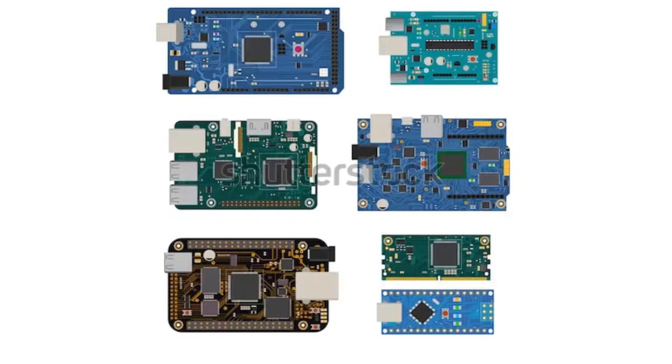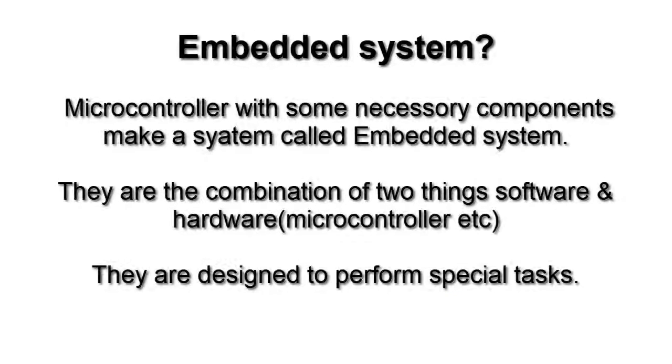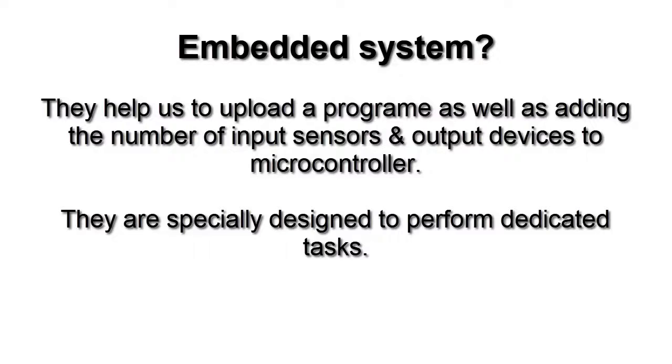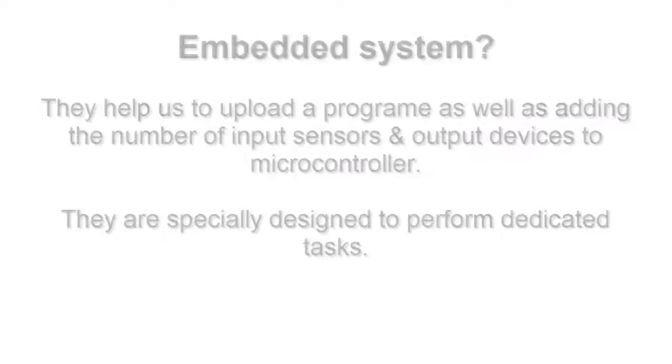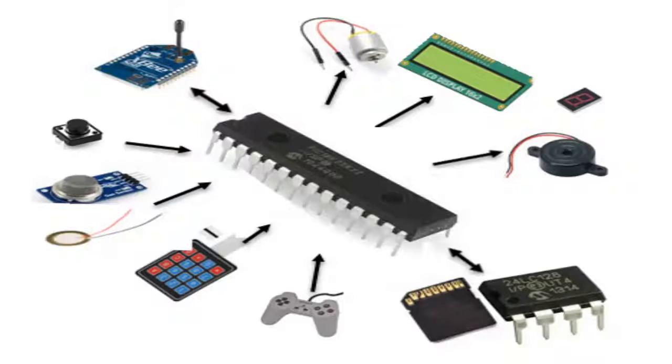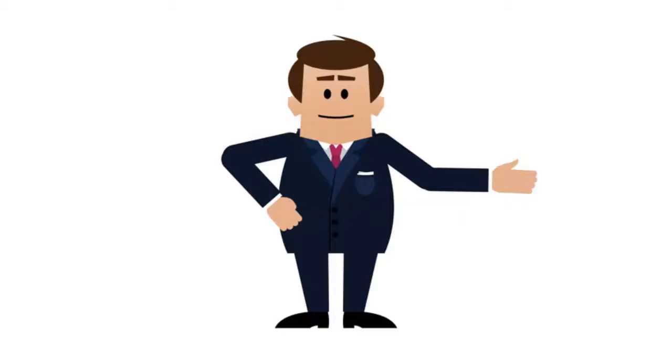These microcontrollers, together with some additional electronic components, make a system that's called an embedded system. Embedded systems are designed to perform dedicated tasks within a time constraint. These embedded systems make it easy to use these microcontrollers. You can easily burn programs and add input and output devices to your microcontroller according to your need. And here is how our embedded system looks.